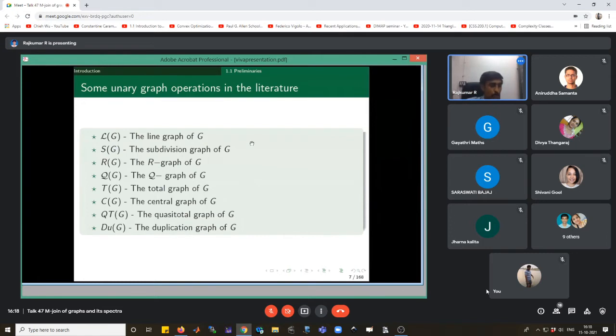Then the total graph, which is familiar from the old definition, is a graph whose vertex set is all the vertices of G together with all the edges of G, and two vertices of T(G) are adjacent if and only if the corresponding elements are adjacent or incident in G. That is, vertices should be adjacent, and edges should be adjacent.